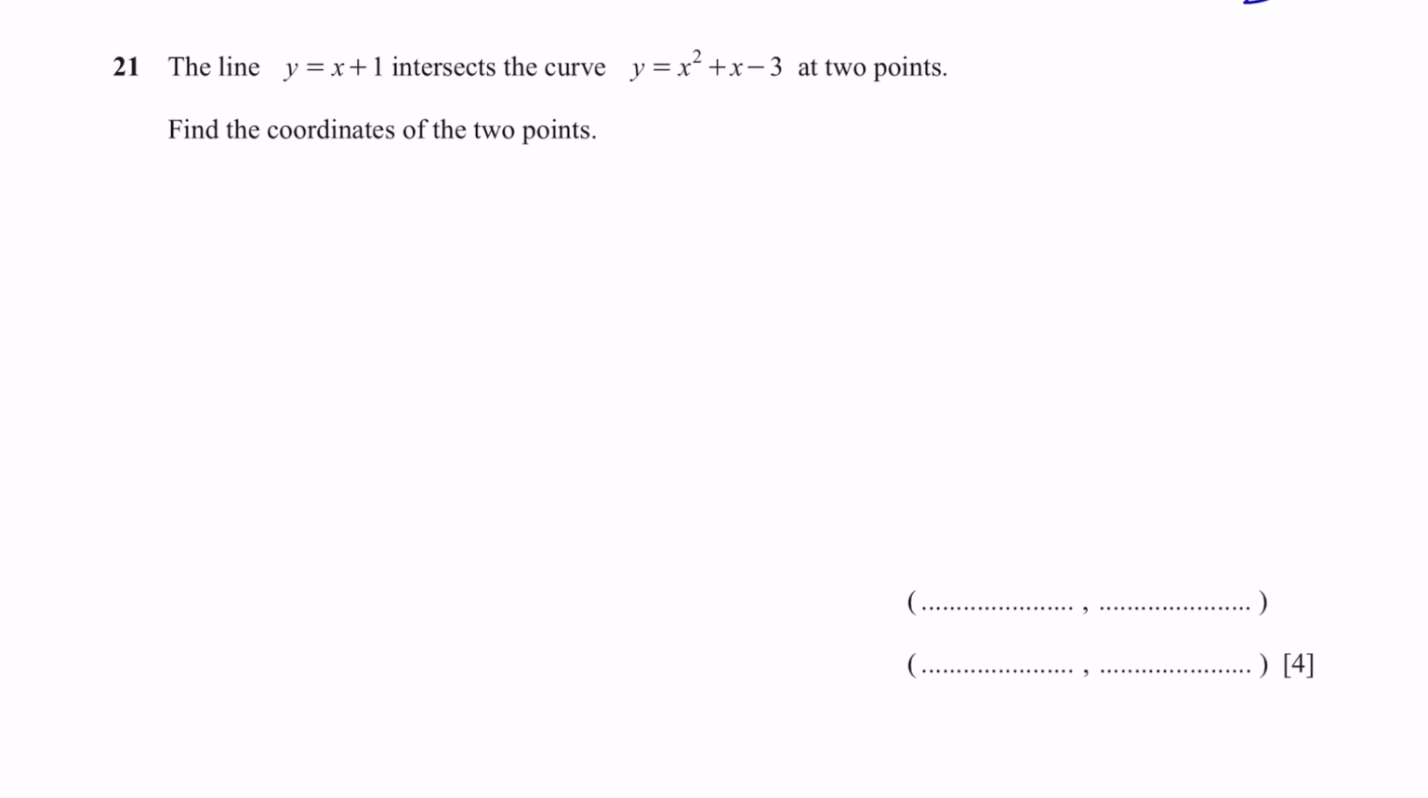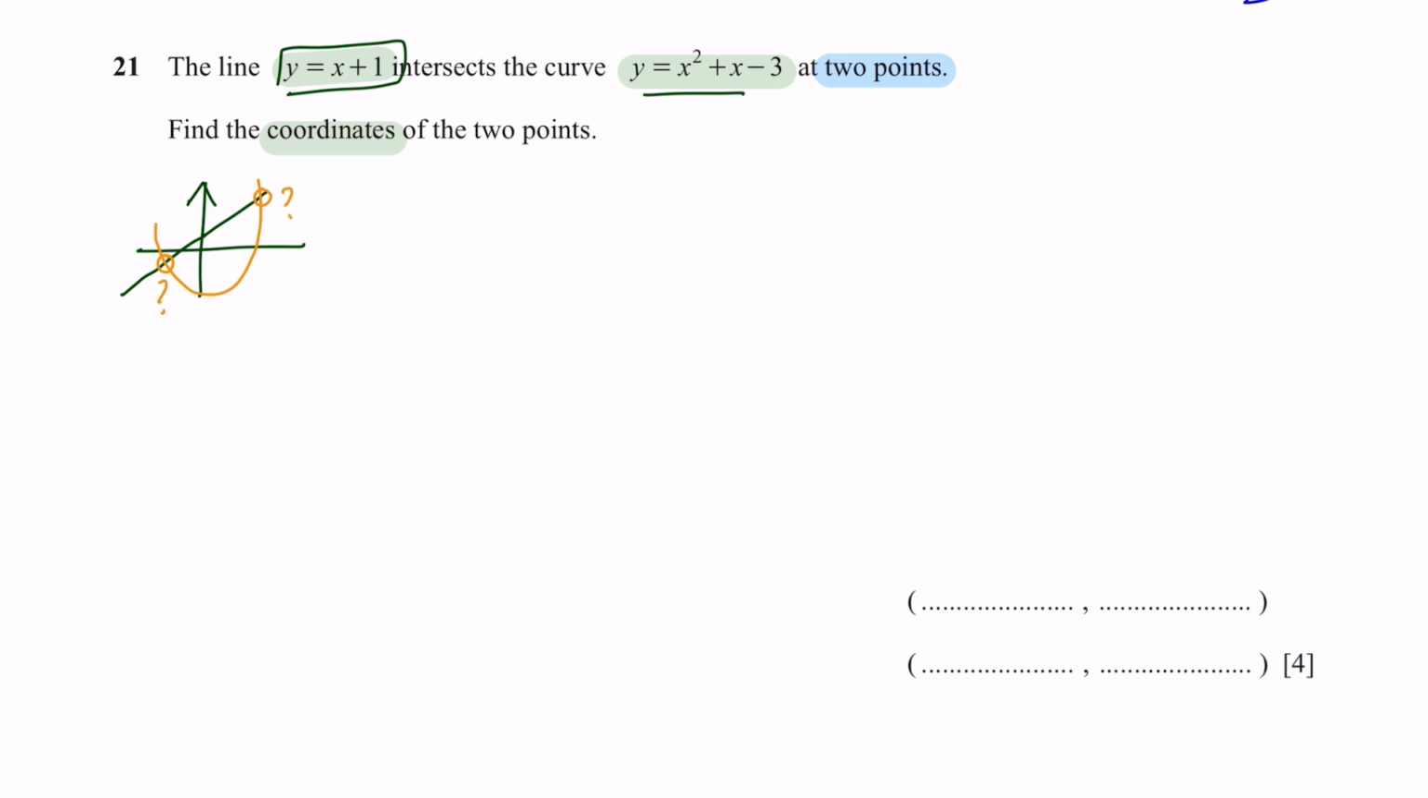Question 21. The line y equals x plus 1 intersects the curve y equals x squared plus x minus 3 at 2 points. Find the coordinates of the 2 points. So you have one function and then the other. Just assume that it probably looks like this, and it intersects at 2 points. And these are the coordinates that we are going to look for.